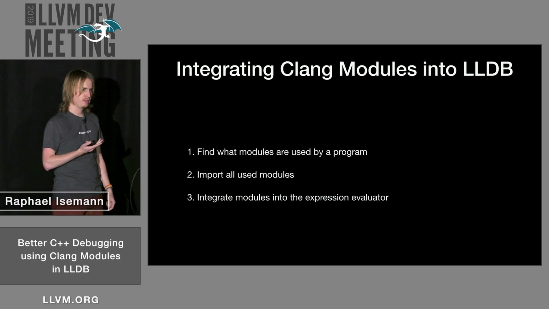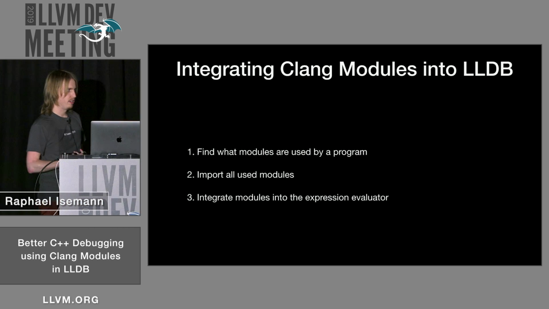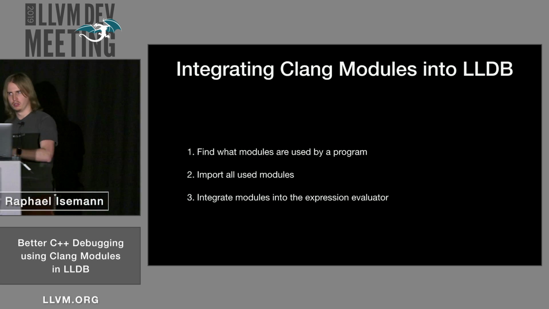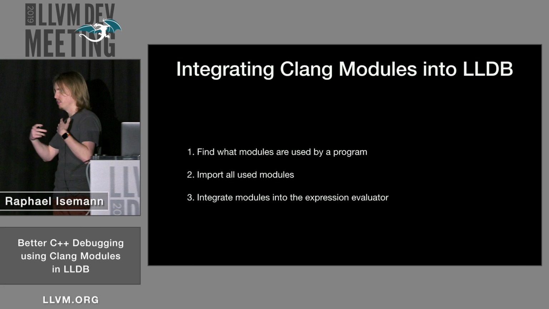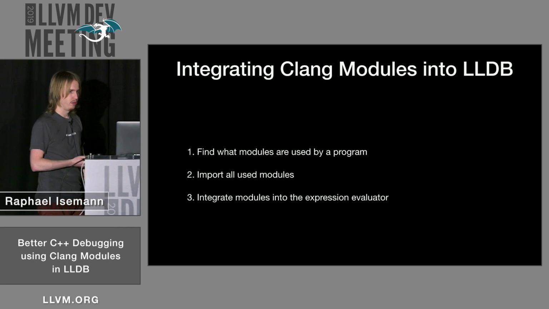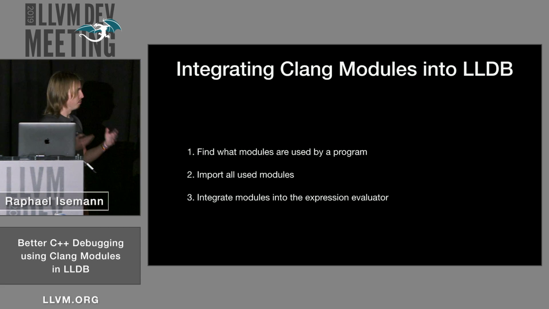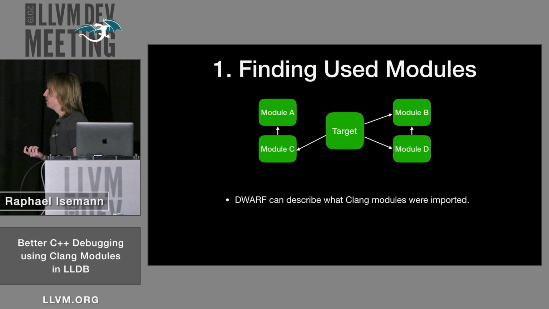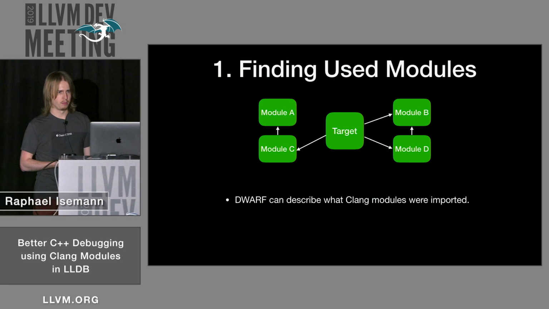Well, there are 3 steps. One step is we need to find out what modules were used when you compiled your program, because those are the modules we actually need to import into LDB to get program information. Then we actually need to import the modules we found, and then we need to integrate the modules we imported into the expression evaluator. So the first step is finding the modules that were used by your program.